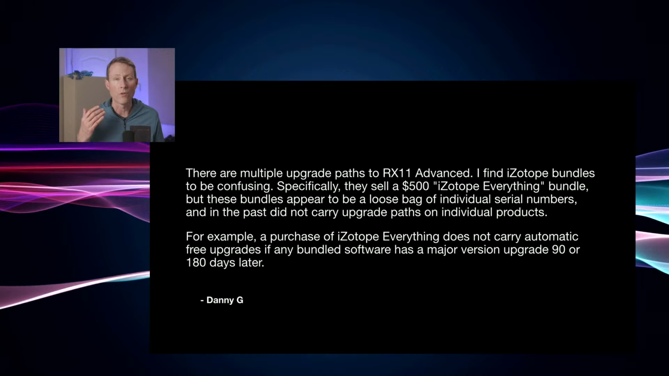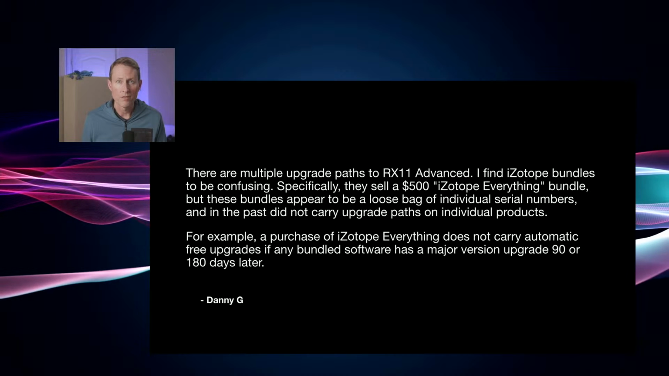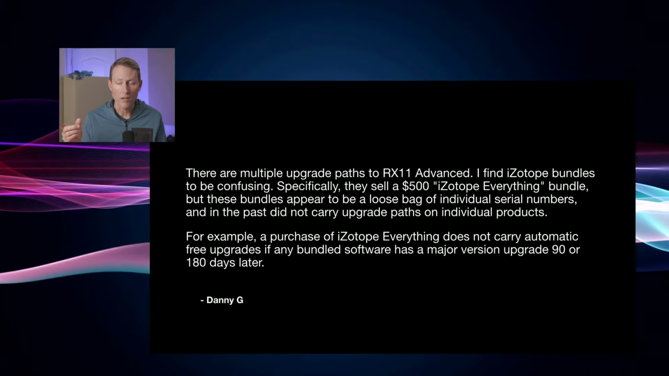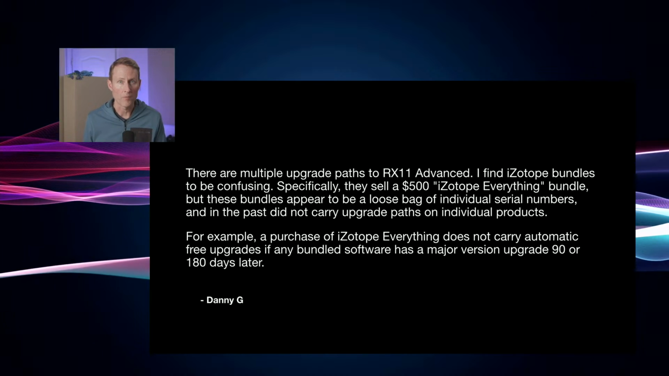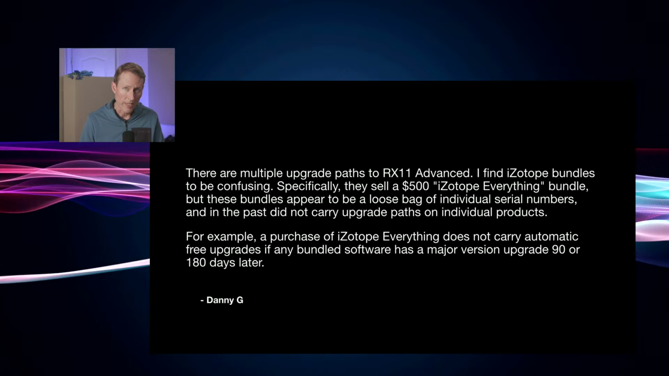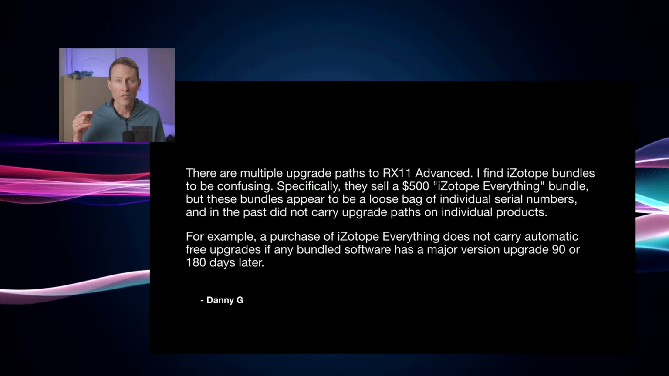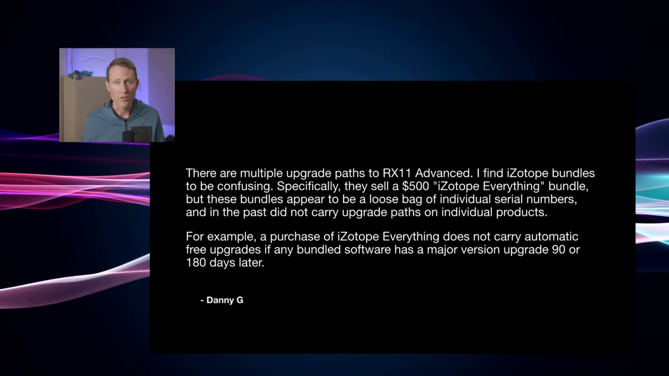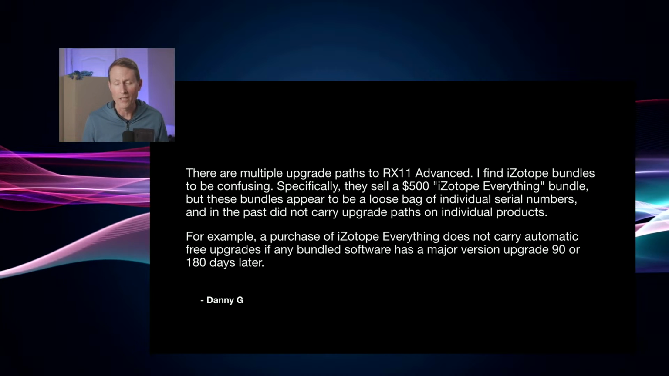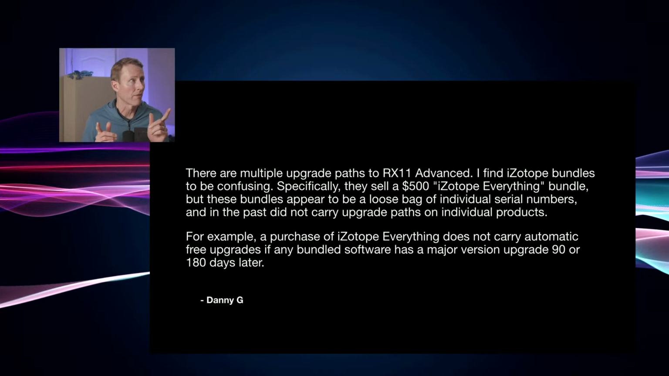Danny, I can only agree with you. If you want to find out what your upgrade options are, log into your iZotope account and go to your loyalty offers, and that'll tell you exactly what options are available to you. So I don't have any more insight than that. As far as automatic free upgrades, if something in one of the bundles gets a major version upgrade 90 or 180 days later, I don't know what the answer is to that. You'll probably need to contact iZotope support to get a clear answer on that. Apologies, I don't have that answer.